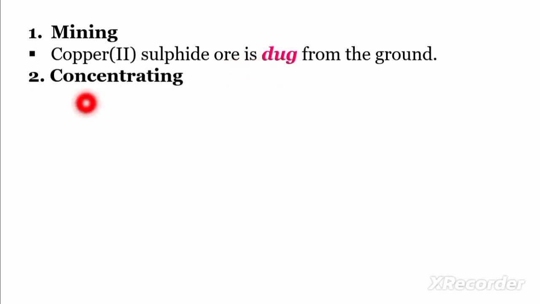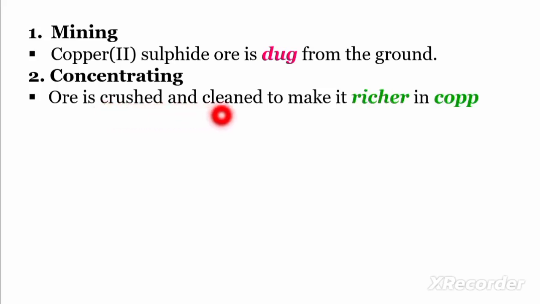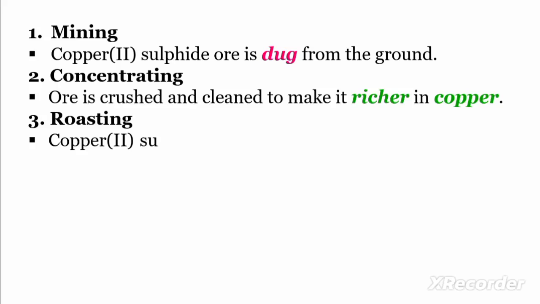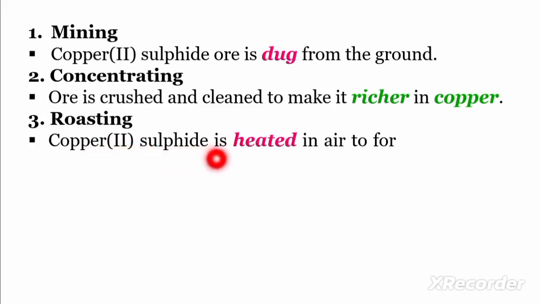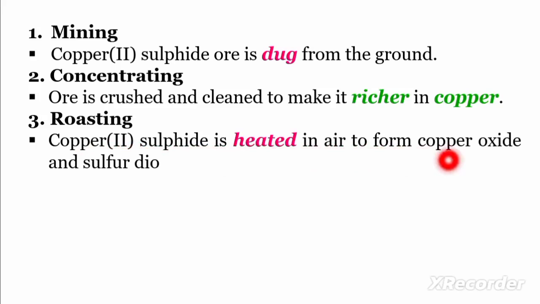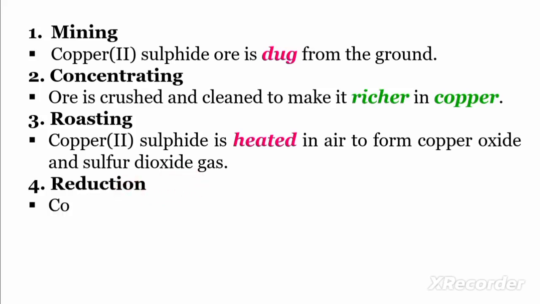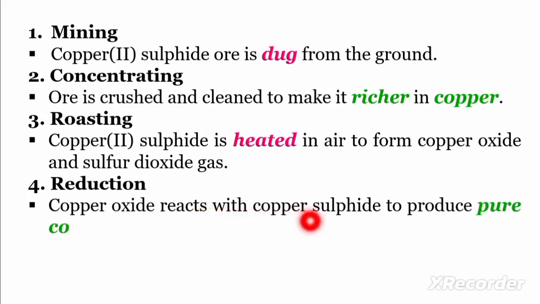Number two, concentrating: the ore is crushed and cleaned to make it richer in copper. Number three, roasting. Copper(II) sulfide is heated in air to form copper oxide and sulfur dioxide gas. Number four, reduction: copper oxide reacts with the copper sulfide to produce pure copper metal. Number five, purification.